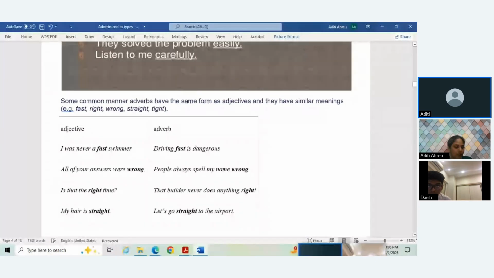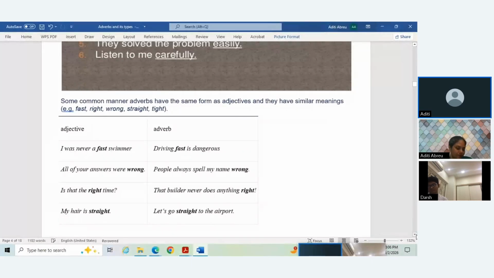Adjectives come before a noun. Like, I was never a fast swimmer. Here, fast is describing the swimmer, so that's why it's an adjective. Driving fast is dangerous. Here, fast is describing the action driving, and that's why the word fast is an adverb.